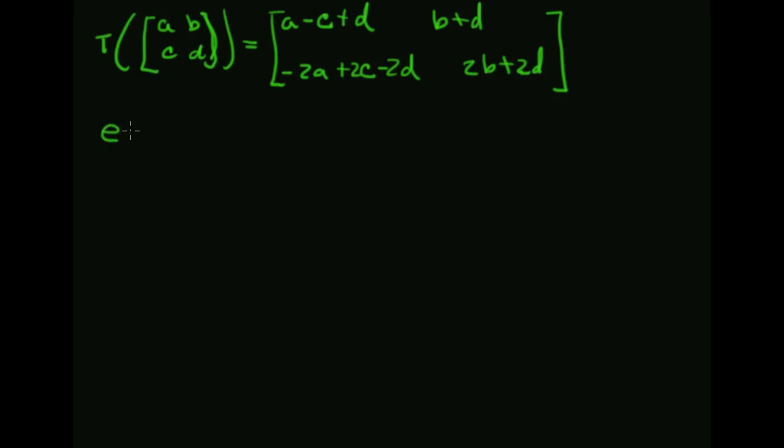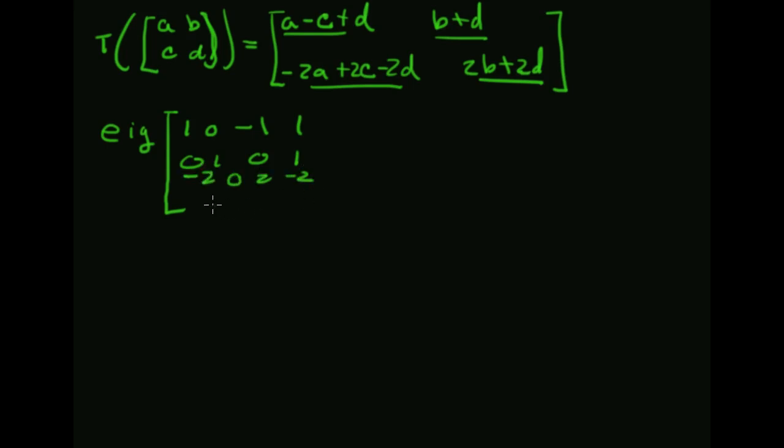Just like the functions, we can build a matrix that we're going to take the eigenvalues of. We just use these as the rows. So you're going to get 1, 0, negative 1, 1; 0, 1, 0, 1; negative 2, 0, 2, negative 2; 0, 2, 0, 2. You can look at the structure of that a bit.